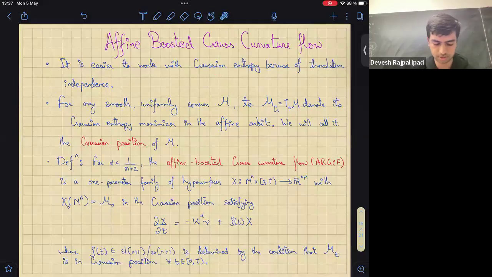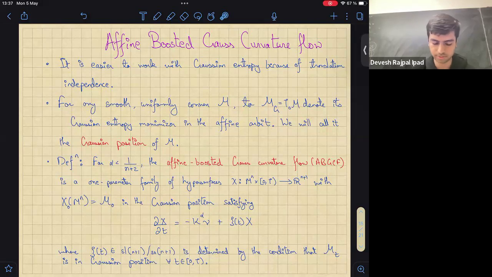Also, I'll need one more definition. So for any smooth uniformly convex hypersurface M, I'll call M subscript G its Gaussian position, which is the unique extremizer in the affine orbit for Gaussian entropy. So M_G maximizes the Gaussian entropy and is contained in the affine orbit of M. And we can associate a special position in affine orbits now. And yeah, we'll call this the Gaussian position of M.